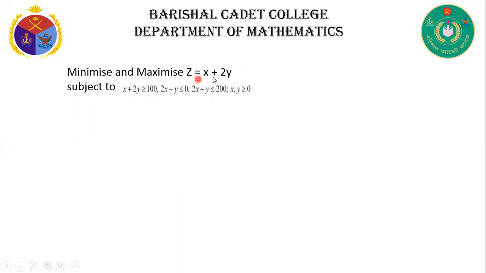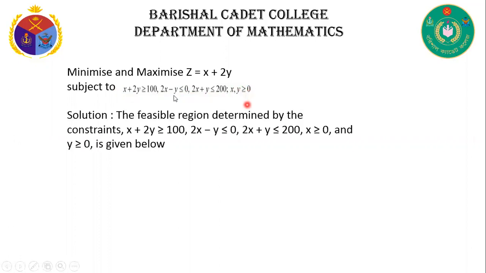Minimize and maximize Z is equal to x plus 2y, subject to x plus 2y greater than or equal to 100, 2x minus y less than or equal to 0, 2x plus y less than or equal to 200, and x, y greater than or equal to 0. Now the solution.